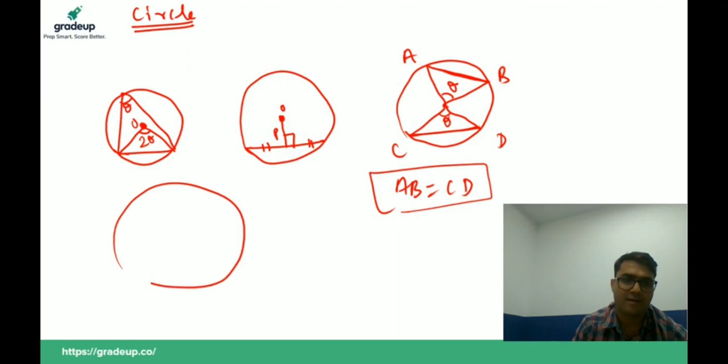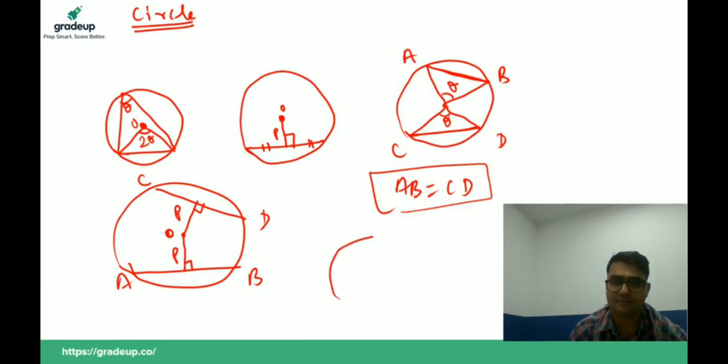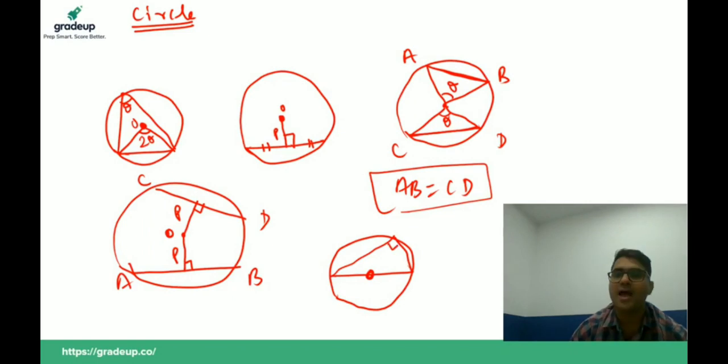If this is the circle, these are two chords, this is the center, and these two chords are equal, then perpendicular distance from the center must be equal. That means equal chords are equidistant from the center. This is the property. Next property is, angle in semicircle always 90 degree. Okay, next property.